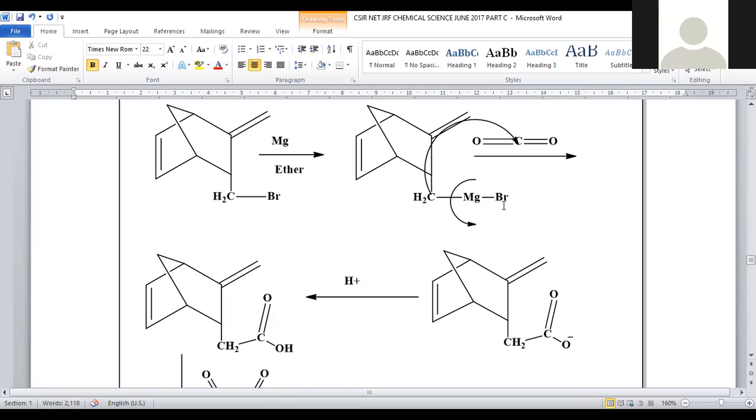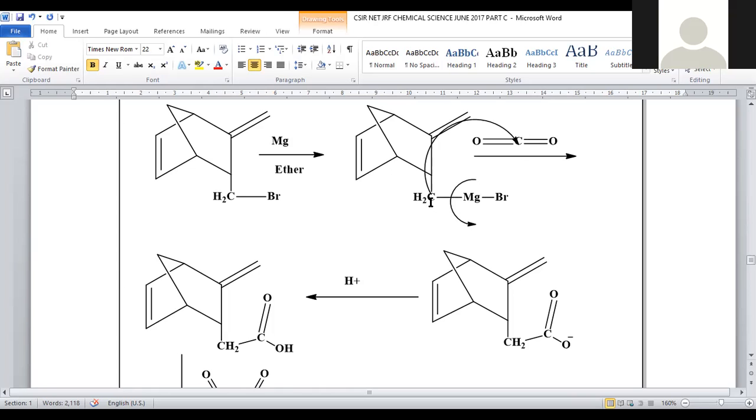So CH2MgBr will be generated, and then the subsequent reaction is with carbon dioxide gas. Upon treating with carbon dioxide, what happens? In a Grignard reagent, what will be the polarity? Magnesium will retain the positive charge, and the alkyl group is associated with the negative charge.